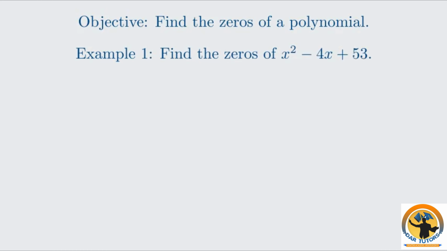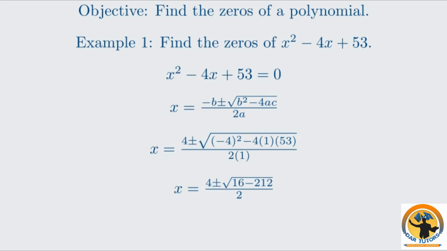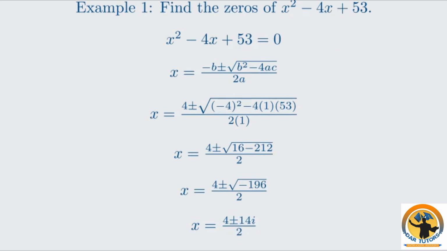First, let's find the zeros of the quadratic x squared minus 4x plus 53. To do this, we set the polynomial equal to 0. Since it's a quadratic, we can use the quadratic formula. The formula is x equals negative b plus or minus the square root of b squared minus 4ac, all over 2a. In our case, a is 1, b is minus 4, and c is 53. Substituting these values, we get x equals 4 plus or minus the square root of negative 196, all over 2.